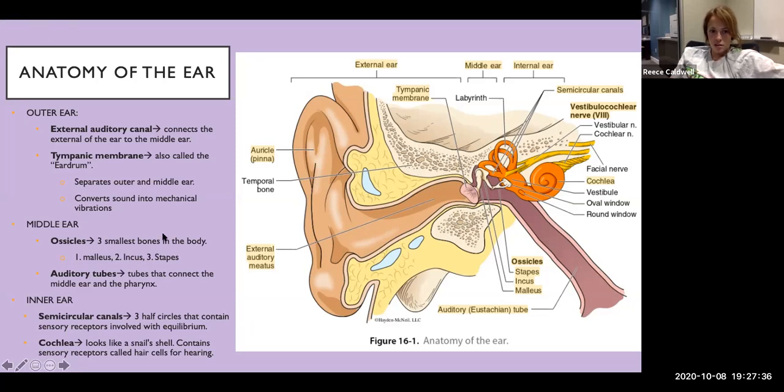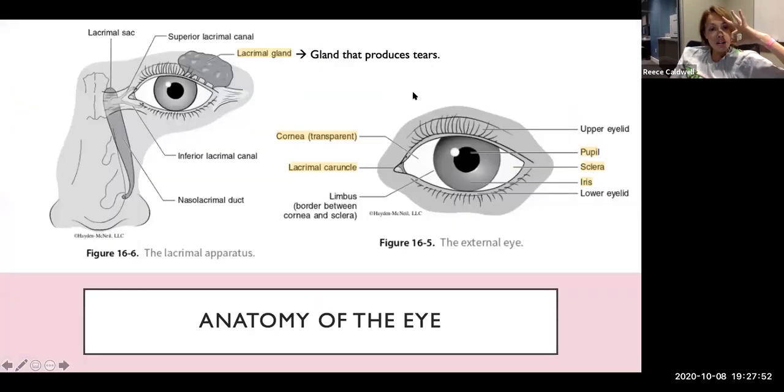Function-wise, know that the ossicles are those 3 smallest bones. Tympanic membrane is the eardrum, and the semicircular canals, equilibrium and balance, car sickness, vertigo, things like that. So that was the ear.